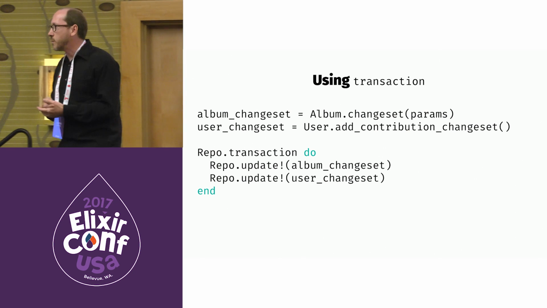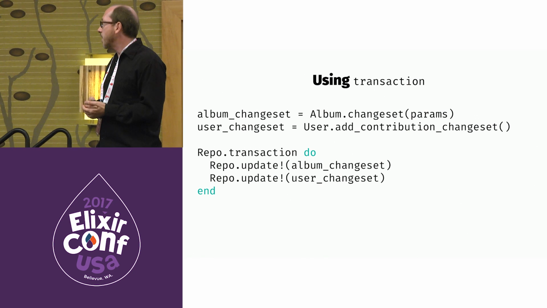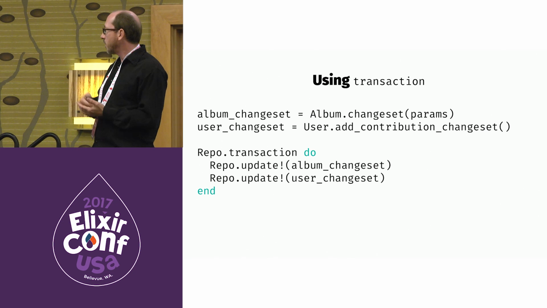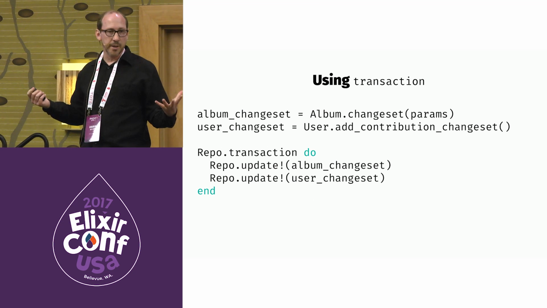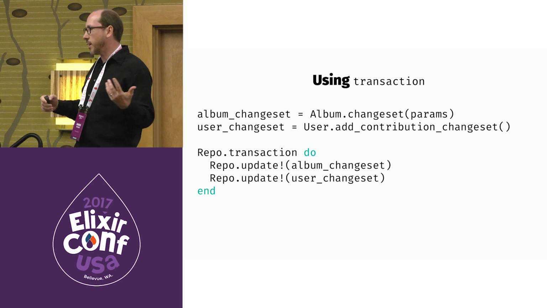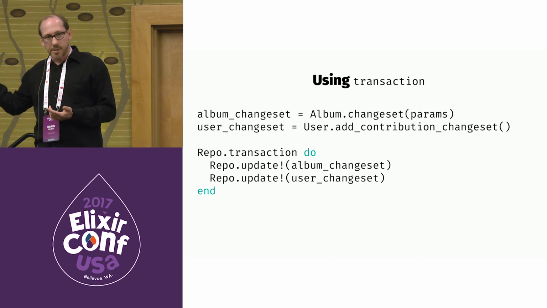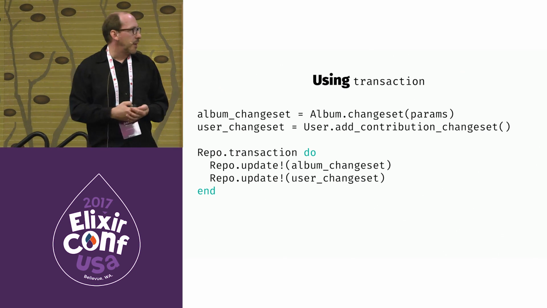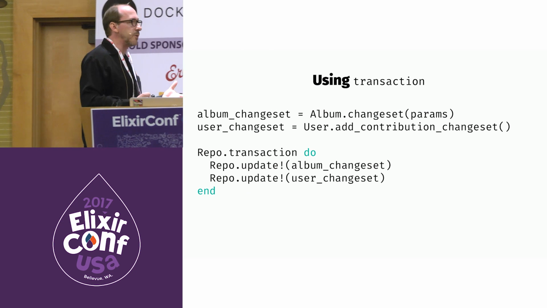And this is sort of like a database transaction. We call update bang on the album change set. We call update bang on the user change set. If either one of them fails, we go back to where we were as if nothing ever happened. In simple cases, this works great. And if this is all you need to do, transaction is fine.